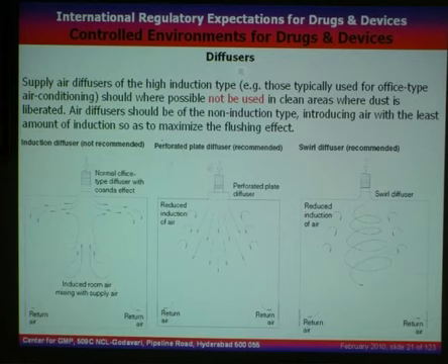You have non-inducing or reduced inducing types of diffusers as well. One is shown here as a perforated plate diffuser, and the other is referred to as a swirl diffuser, both of which tend to discourage induction.